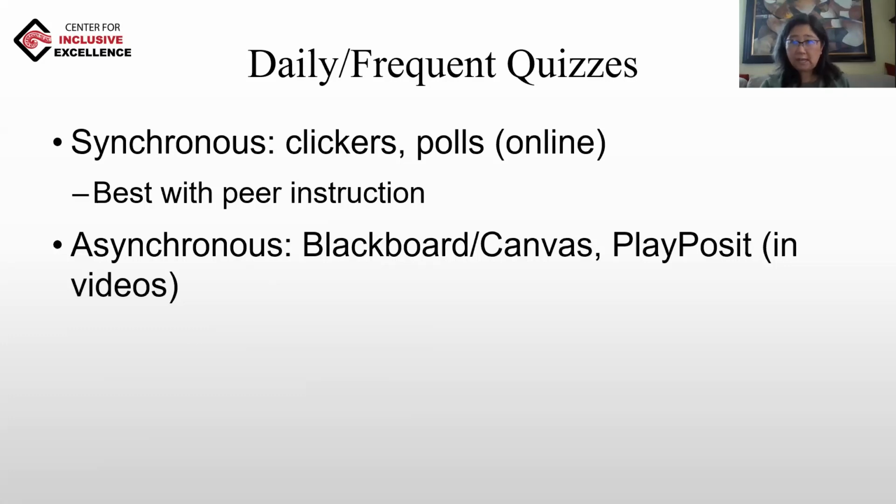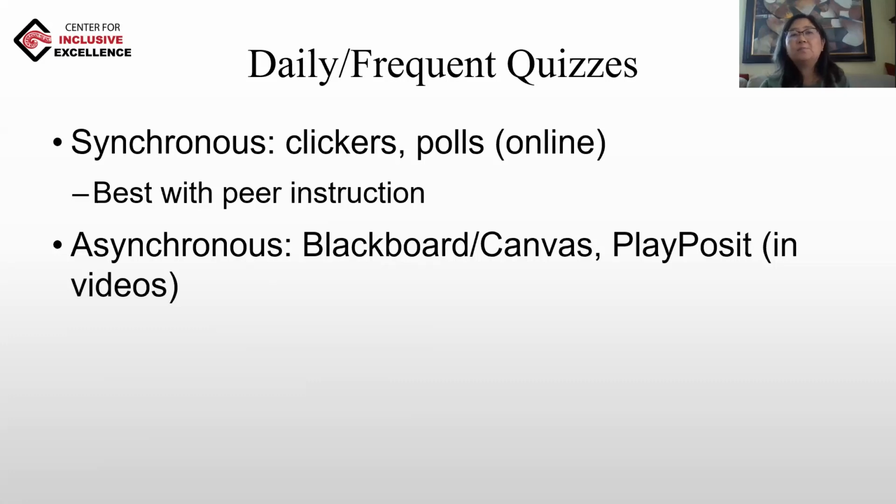In a synchronous class, this might be done by using clickers in a face-to-face class. If you're doing a synchronous online course via Zoom, you could use the polling feature in Zoom, or you could use other kinds of polling capabilities, such as an online form or something like that.